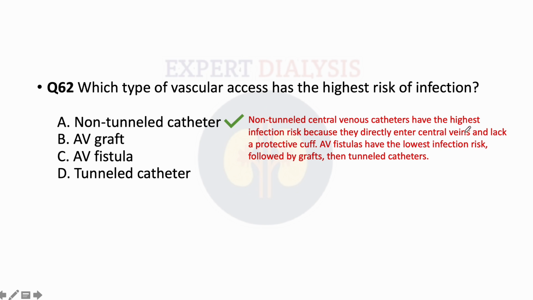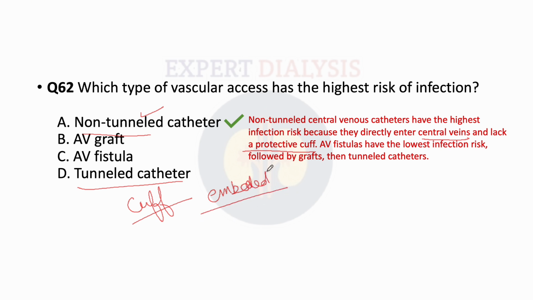Non-tunneled central venous catheters have the highest infection risk because they directly enter the central vein and lack a protective cuff. The major difference between non-tunneled and tunneled catheters is that tunneled catheters have a cuff that attaches and is embedded in the skin, so they are not directly in contact. That's why they are less vulnerable compared to non-tunneled catheters. So non-tunneled catheter will be the answer for highest risk of infection.